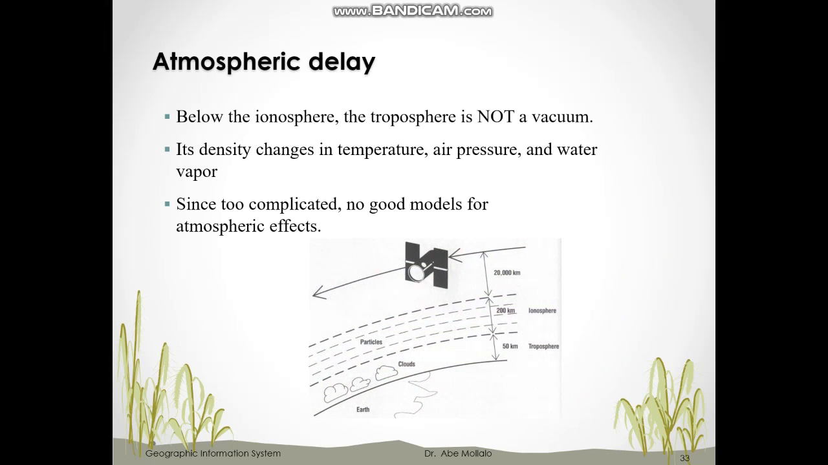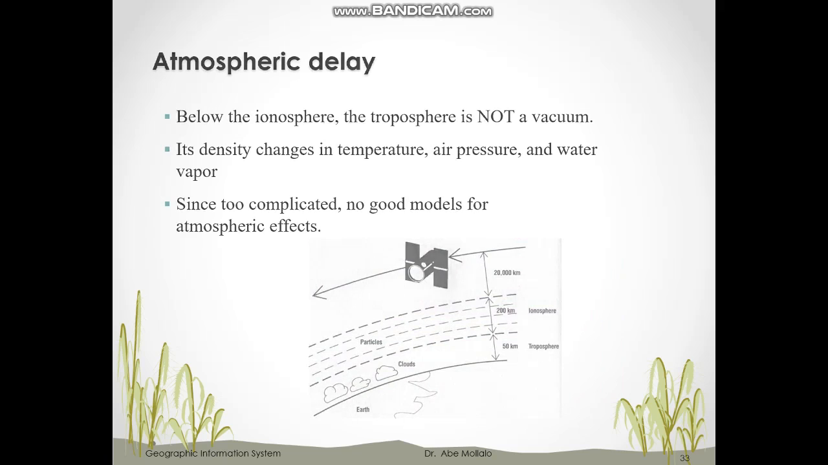Also, below the ionosphere is the troposphere, and there are charged particles in the atmosphere, so it is not a vacuum. Its density changes with temperature, air pressure, and humidity. So again, it's not a vacuum, and the traveling speed of light is not constant because the atmosphere is too complicated. But so far there are no good models for correcting atmospheric effects because it's very difficult and it changes every single second.